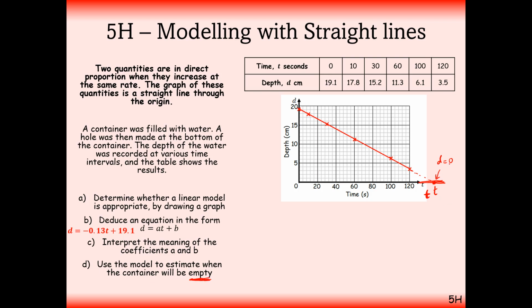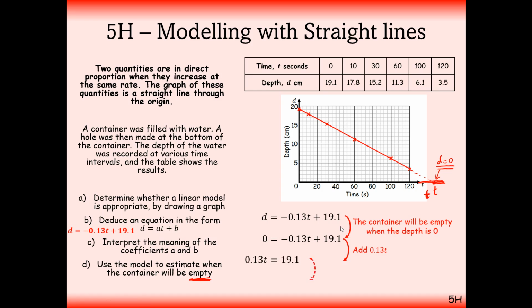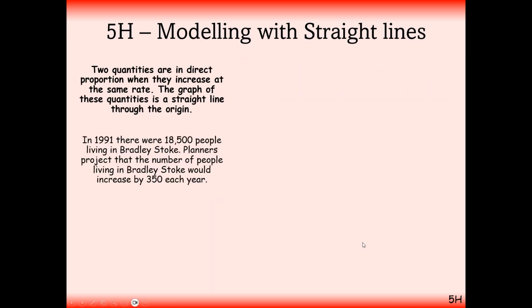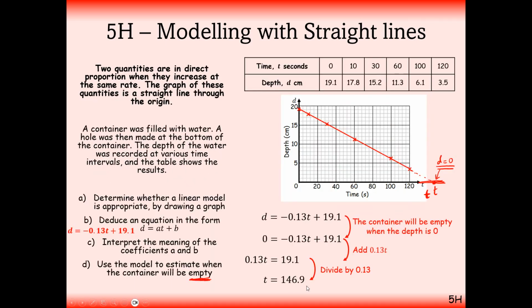So you set the depth to be 0 in this equation that we already figured out in part B, and you solve that. So when you solve it for t, you figure out that t is a positive 146.9. You put seconds in front of it because it's measured in seconds.